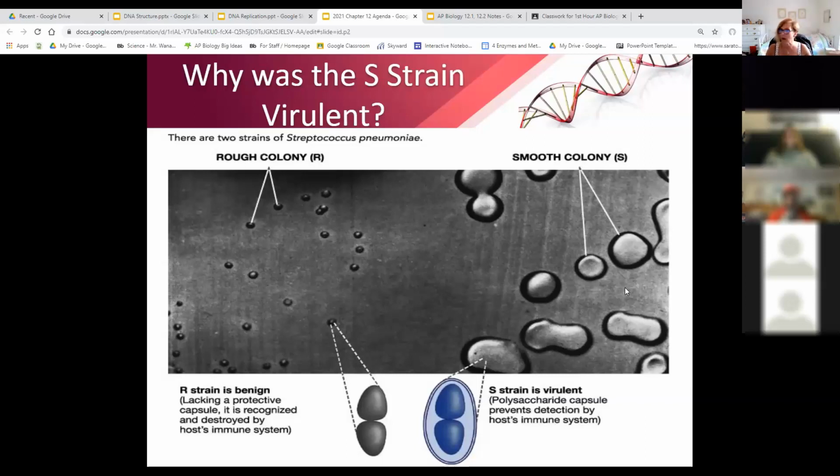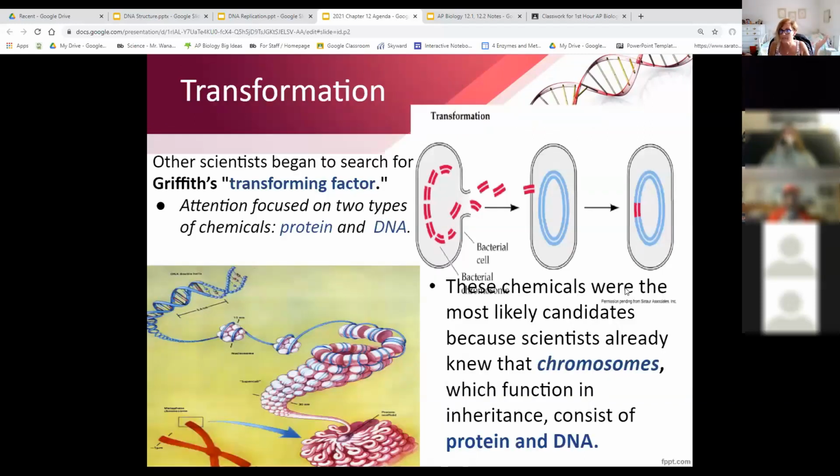So he's like, why did this happen? What caused the transformation? I don't know. My lab is bombed. I can't keep going. I give up. Okay, so we know now, right? We know about that transformation factor. We know that it's DNA. Back then, back in the 20s, they did not know.